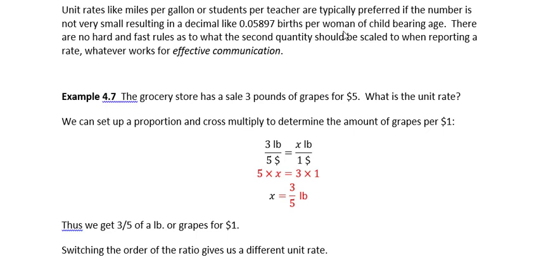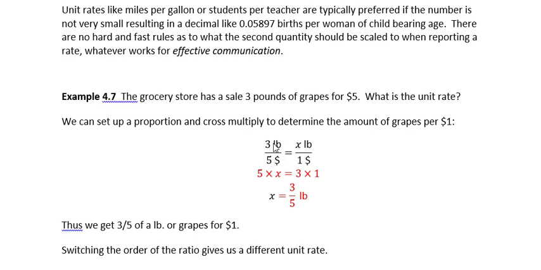But many times we have rates per one, like $2.80 per 1 gallon, $13 working per 1 hour. Those are unit rates because they're per one. So in this example, a grocery store has 3 pounds of grapes for $5. What's the unit rate?